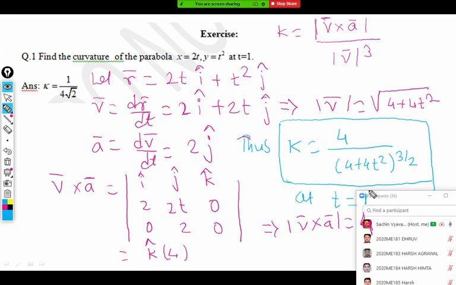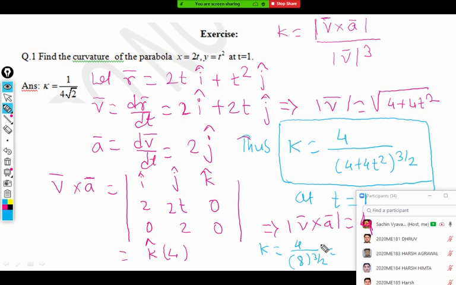So at t is equal to 1, if you replace that, you will observe it is 4 plus 4, that is 8, raised to 3 by 2. So 8 can be written as 4 into 2. So the square root of 4 is 2, that will get cancelled. Sorry, there is a cube also. So let me write it at another place. At t is equal to 1, the curvature k will become 4 upon 8 raised to 3 by 2.